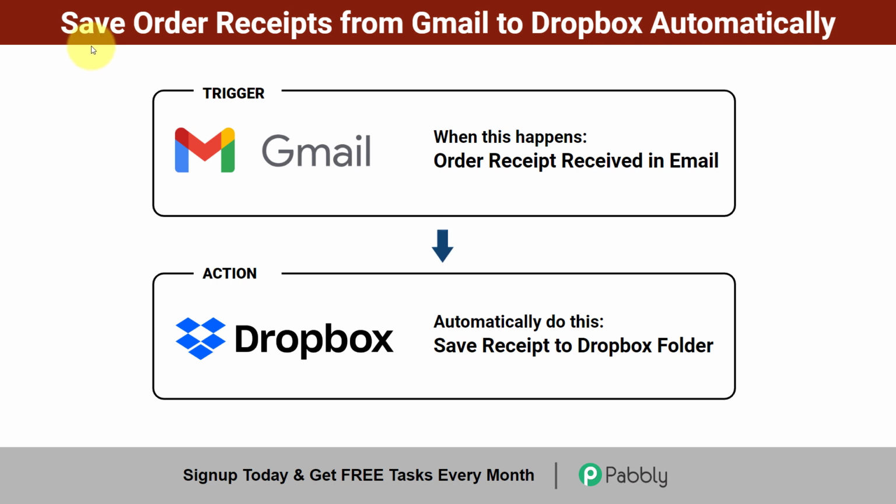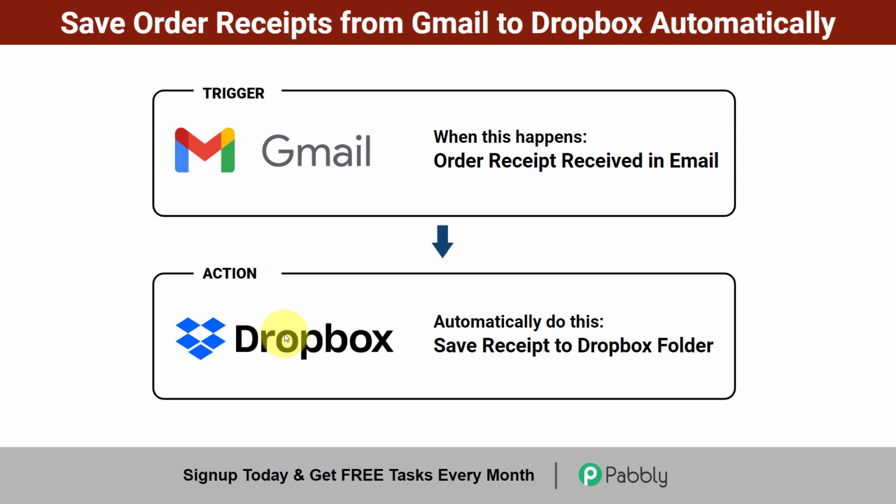In this video, I will show you how to save order receipts from Gmail to Dropbox automatically. So here, I'm going to set an automation in Gmail and Dropbox in such a way that my automation will check the Gmail inbox for all the new emails that contain words like invoice, order or receipt. And any email that consists of such words, that email, that invoice will be saved automatically into a specific Dropbox folder. Do you also want to automate this process?